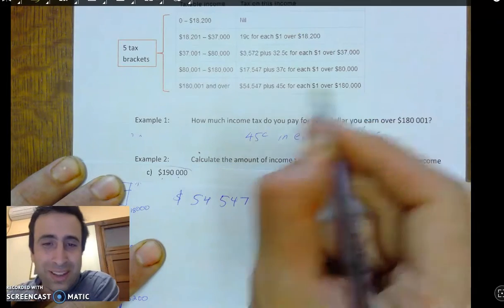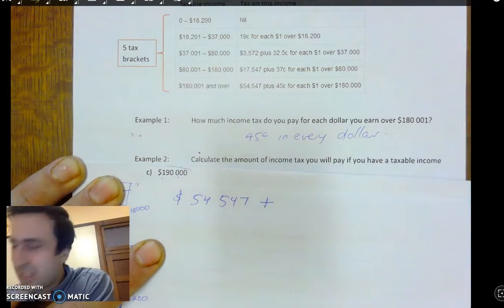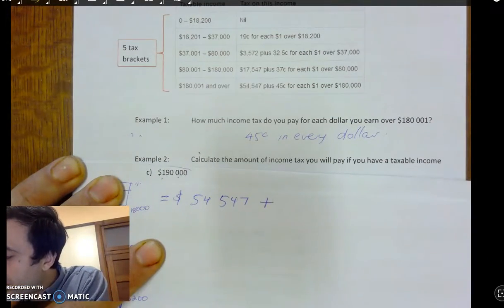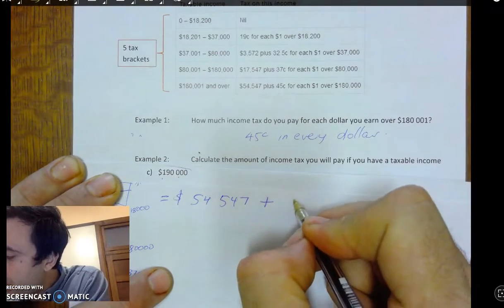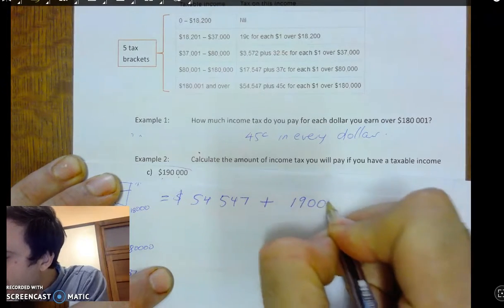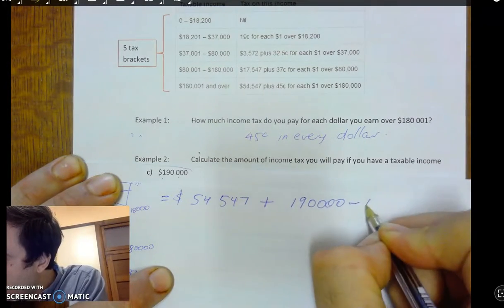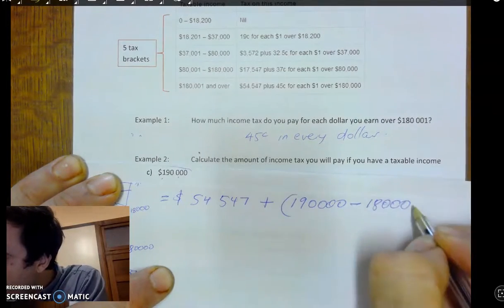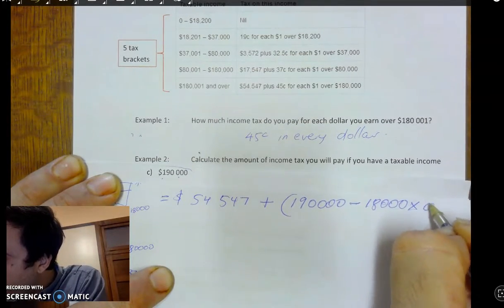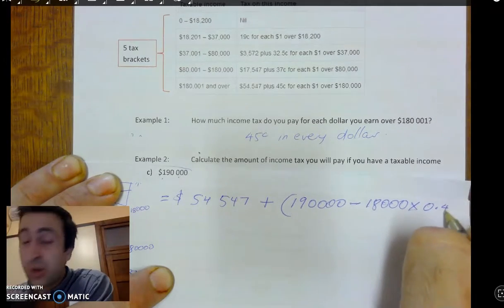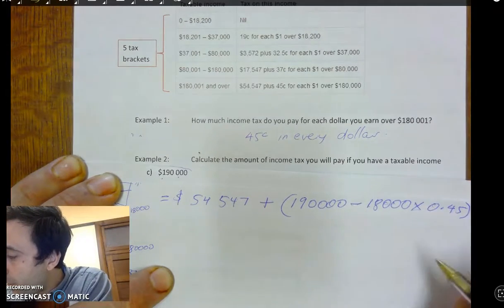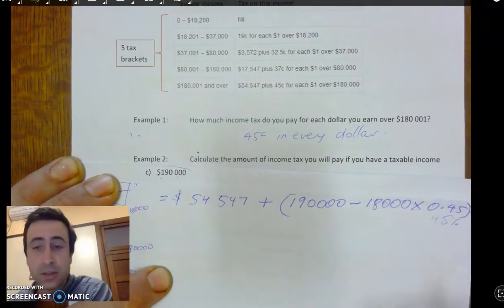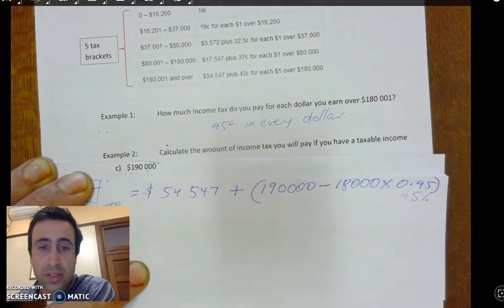Now, to ease explanation, I'm going to write it like this. I'm going to say, well, this is our taxable income, $190,000, minus $180,000, times 0.45. I could even write 45% instead here. They're both the same thing.